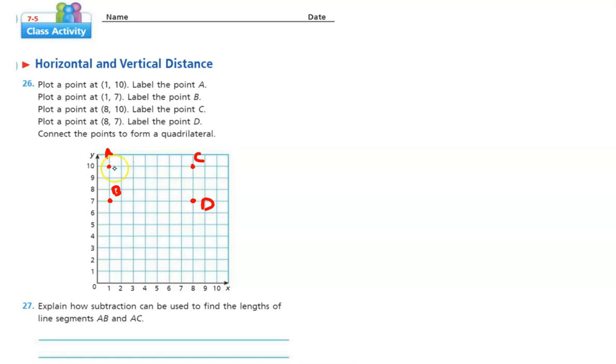So then it wants you to connect them. You're basically going to make a quadrilateral, and if you can't tell already, this is going to create a rectangle. By the way, you should pause if that went too fast so you can go ahead and add those, and in fact, I'm going to get rid of the B on the inside and put the B on the outside, okay? So then it says, explain how subtraction can be used to find the lengths of segments AB and AC.